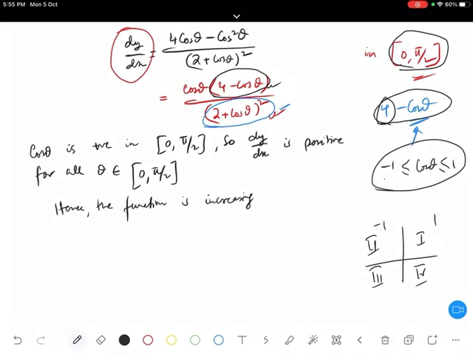All I need to do is prove that the slope is always positive. I don't need to find critical points because they have told you whether it's increasing or not. Hence the function is increasing in 0 to pi by 2. I just need to check whether the slope is always positive or not. Am I clear? Okay. Question number 10 will be homework.